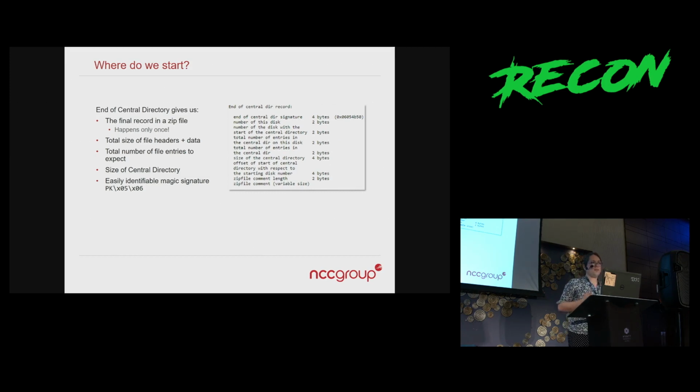We also have the size of the local file header segment and all of the associated data, because that's the offset of the start of the central directory, which is the same value. We also have the size of the central directory, and if you add those together, you get the location within the given zip file of the end of central directory, which we've just found by searching for this file magic.